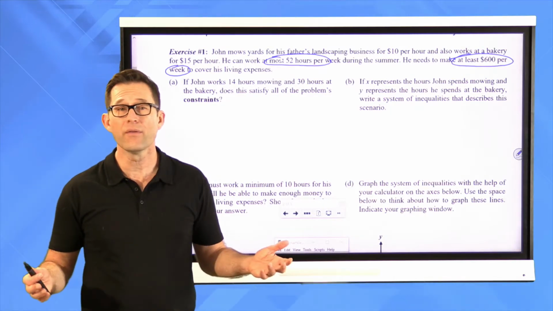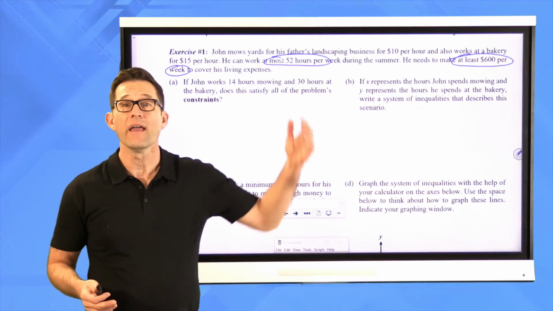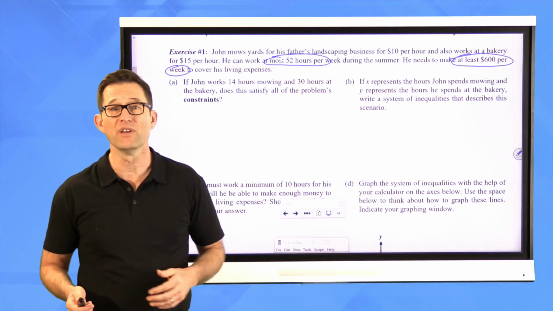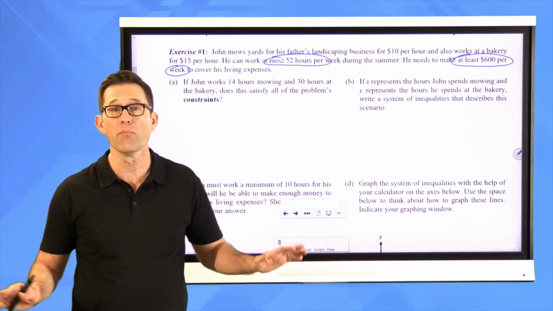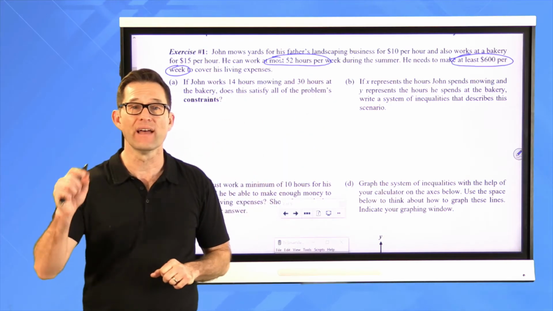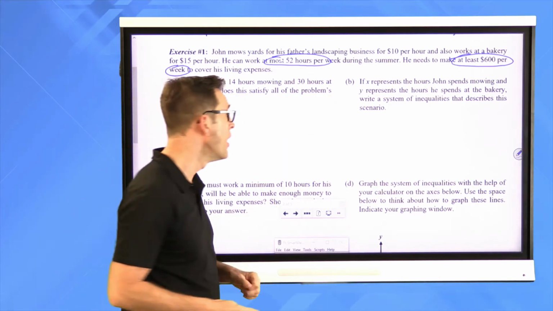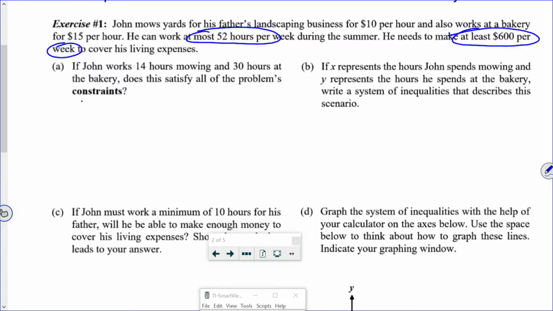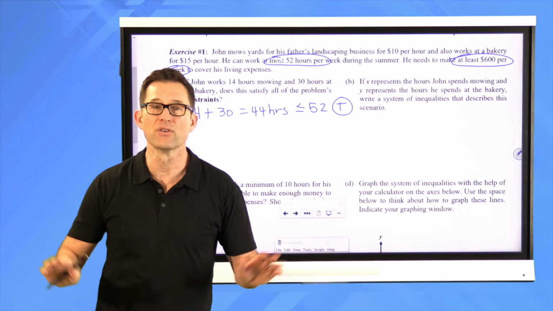Well, the one that's easy is simply to see if he works more than 52 hours per week. He can't work more, right? At most 52 hours means he must work less than or equal to 52. And that's pretty simple, right? Because we can literally just say, well, I've got 14 plus 30, that's 44 hours. That's less than or equal to 52. So that's good, right? That's true, however you want to look at it.